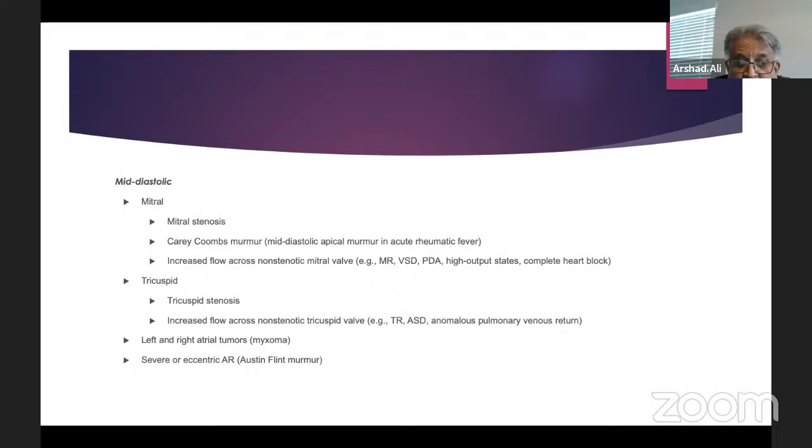Another classical murmur is the Austin Flint murmur. It is a mid-diastolic murmur of severe aortic regurgitation, because the intensity of the aortic regurgitation starts to close the anterior leaflet of the mitral valve, and that generates a murmur, which is basically a functional murmur.